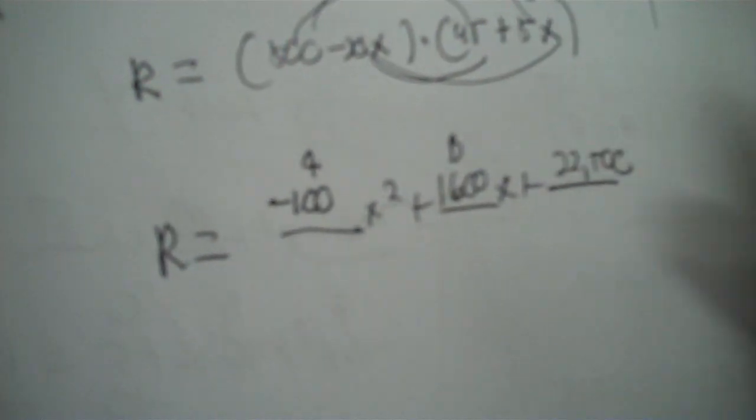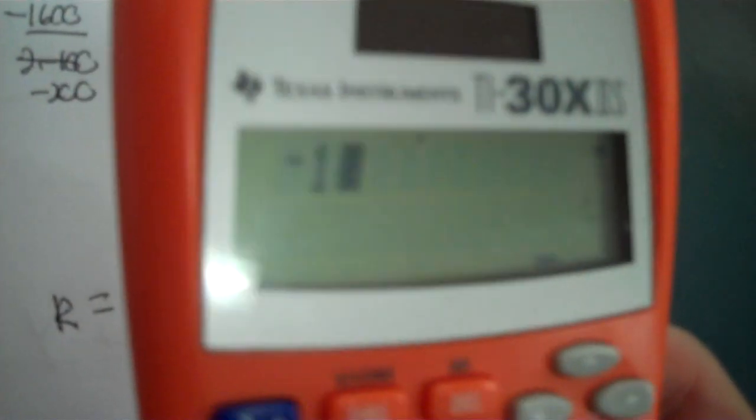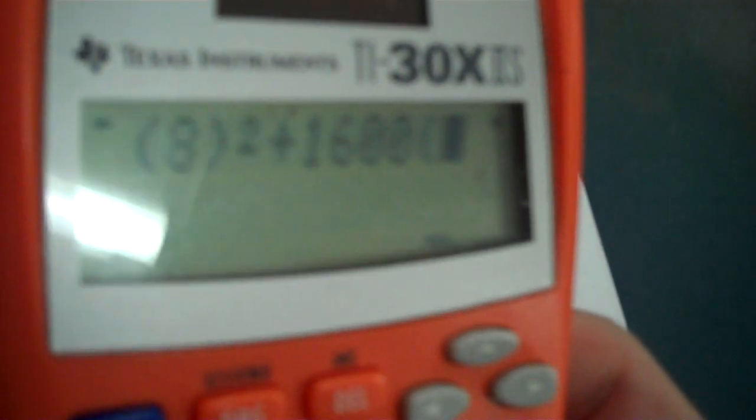To find the actual revenue amount, okay, you need to replace the x's with 8. So negative 100 times 8 to the second plus 1600 times 8 plus 22,500. 28,900, okay? And that's your maximum revenue. You would have 8 rows of that. I don't care if you make the table, but you got to know how to line up your stuff, okay?